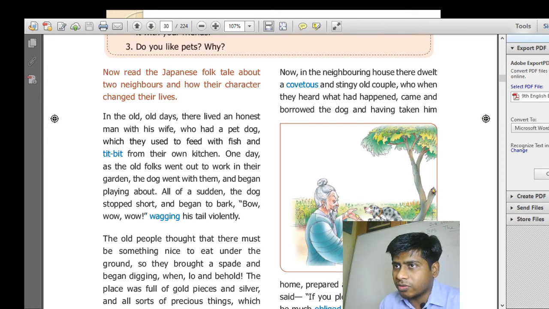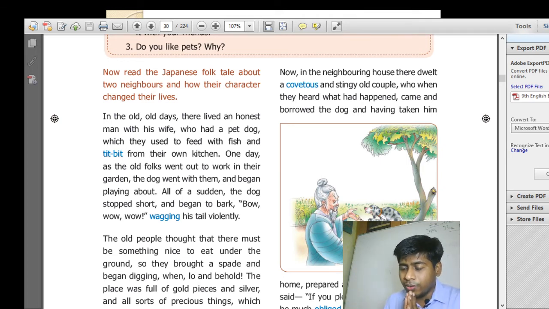As the old folks went out to work in their garden, the dog too went with them, and it started playing over there. The dog was playing, the man and the woman were working in the garden, and suddenly the dog started barking and wagging his tail violently.